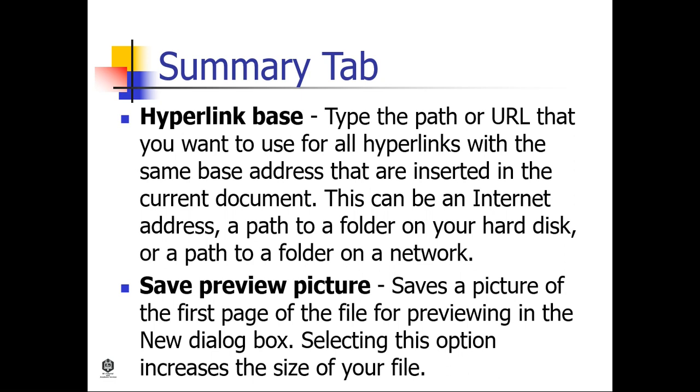This can be an internet address, a path to a folder on your hard disk, or a path to a folder on a network. Save Preview Picture. Saves a picture of the first page of the file for previewing in the new dialog box. Selecting this option increases the size of your file.